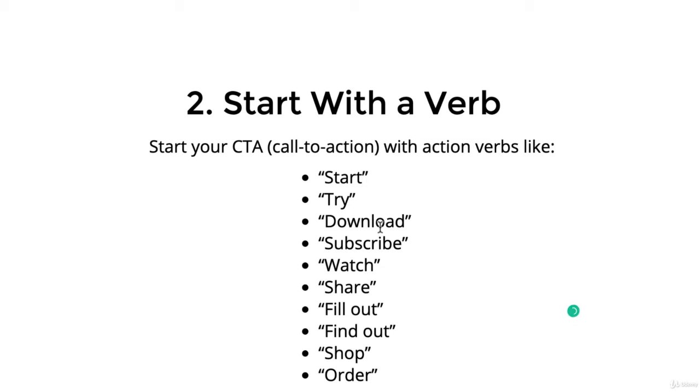Now, some of these action verbs like start or try are great to use because they don't seem as committal as something like buy or shop. And that's why a lot of sites, even online course sites like Udemy, will say try any course, enroll today instead of buy or shop, because it doesn't sound like as big a commitment. So if you have the option, try and pick a verb like start or try that doesn't sound like as big of a commitment as shop or order.